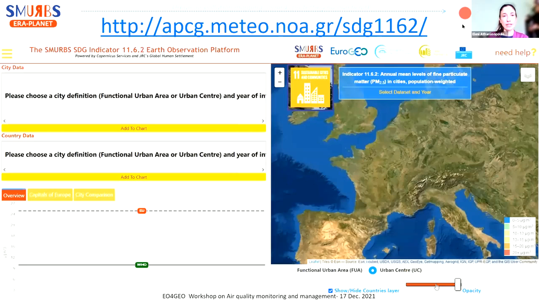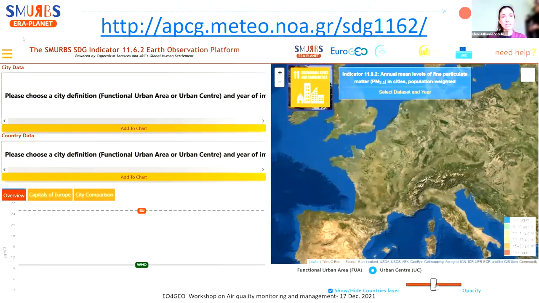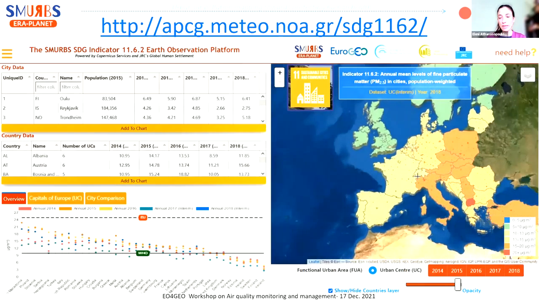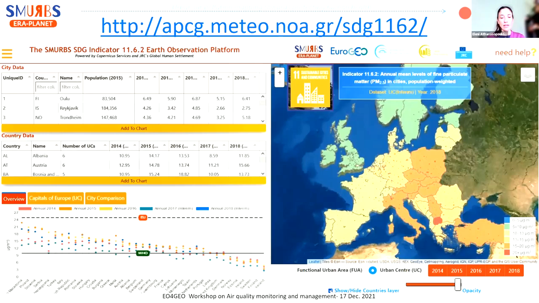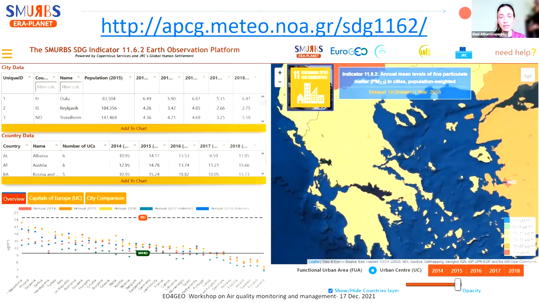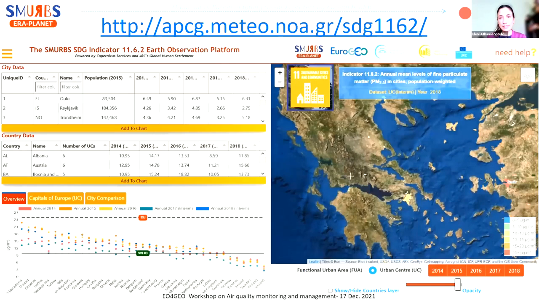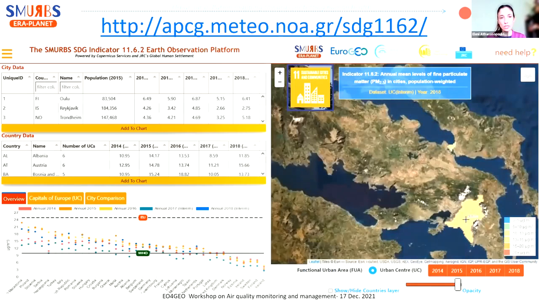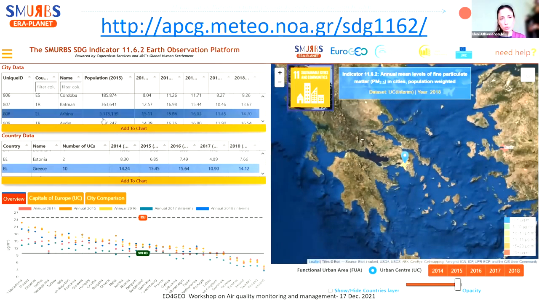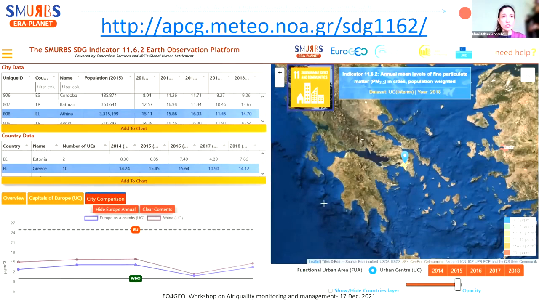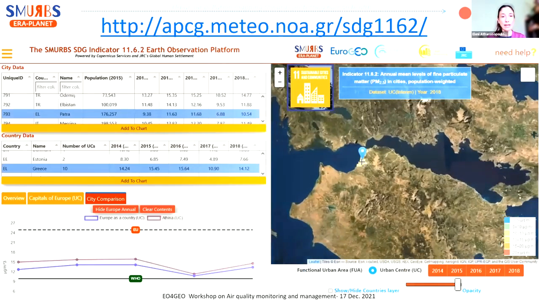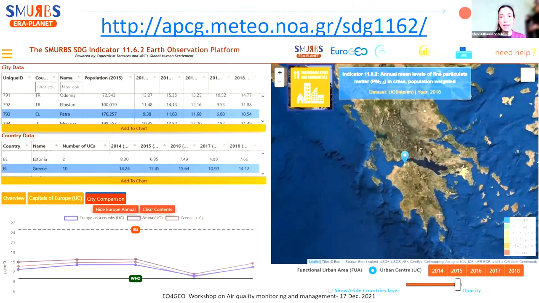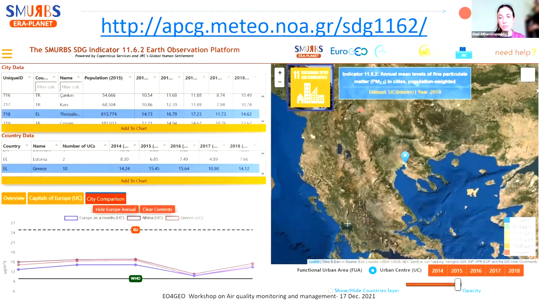The other solution that is of European coverage, although targeted at cities, is the SMERPS SDG indicator 11.6.2 Earth observation platform. Earlier, the UN SDG framework was mentioned by Joanna, I think, which supports the welfare of the planet and of humans. The SDG 11 goal is relevant to cities, and the indicator 11.6.2 is relevant to air pollution. The PM2.5 mean annual mass concentrations weighted per population are calculated, and this is the SDG 11.6.2.